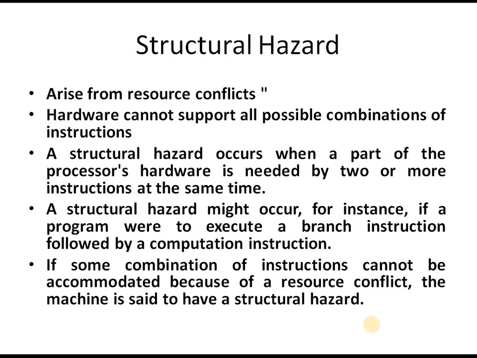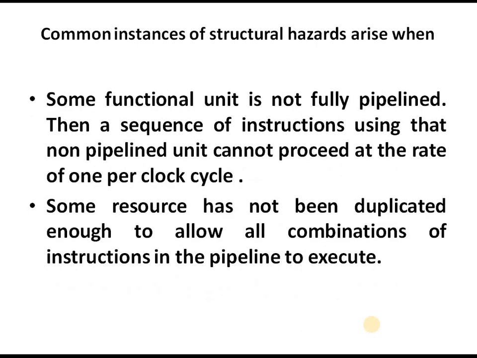If some combinations of instructions cannot be accommodated because of a resource conflict, the machine is said to have a structural hazard. Common instances of structural hazard arise when some functional unit is not fully pipelined, so a sequence of instructions using that non-pipelined unit cannot proceed at the rate of one per clock cycle. Or some resource has not been duplicated enough to allow all combinations of instructions in the pipeline to execute.